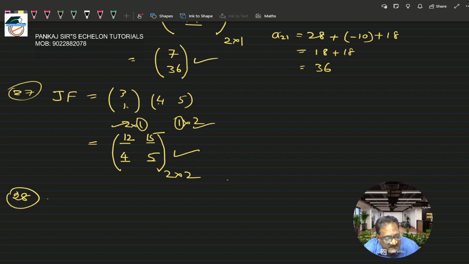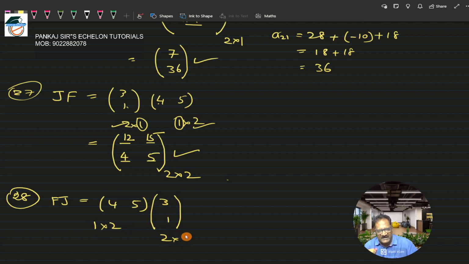Question number 28 is FJ. Now this was JF, this is FJ. So first I'll take F, that is my 4 and 5. It's a row matrix. And then I'll take J, which is a column matrix, so 3 1. Now let us check whether the compatibility allows you to do the multiplication or not. This is the order 1 by 2 and this order is 2 by 1. Fine. So you can see that the inner values are both the same, 2 and 2.